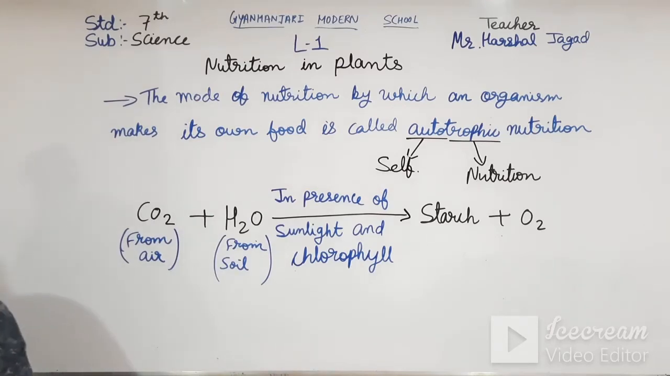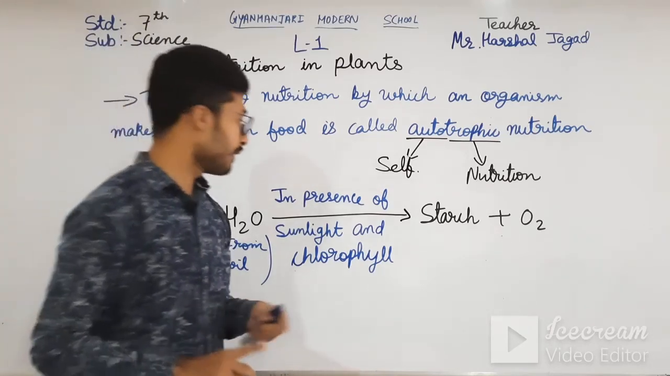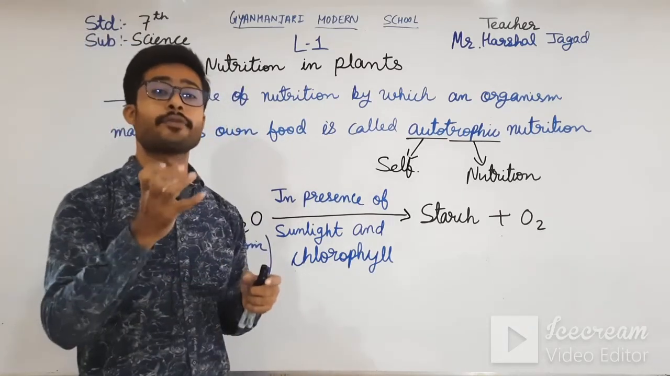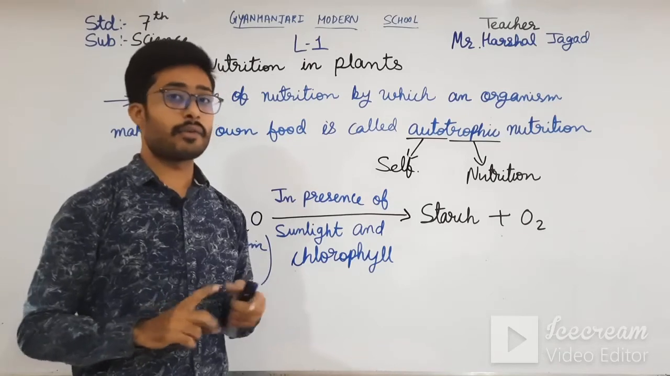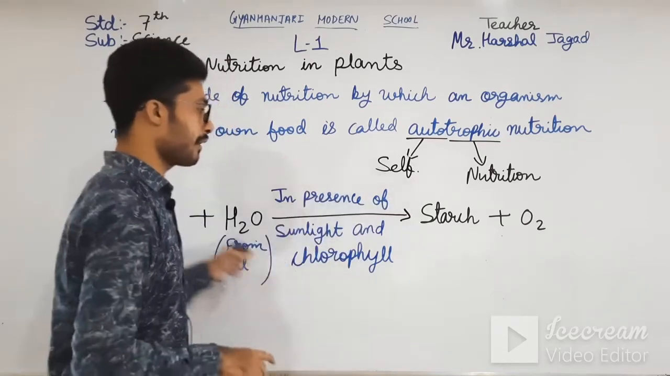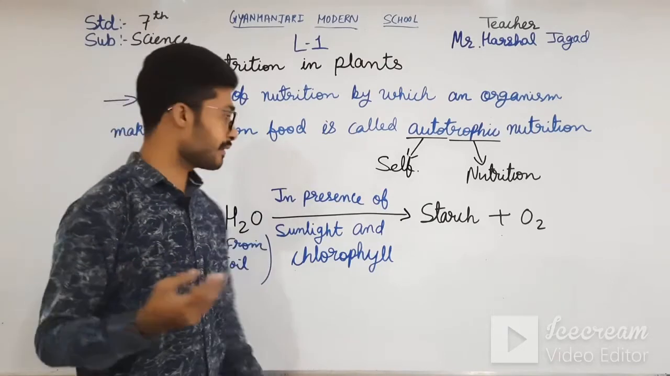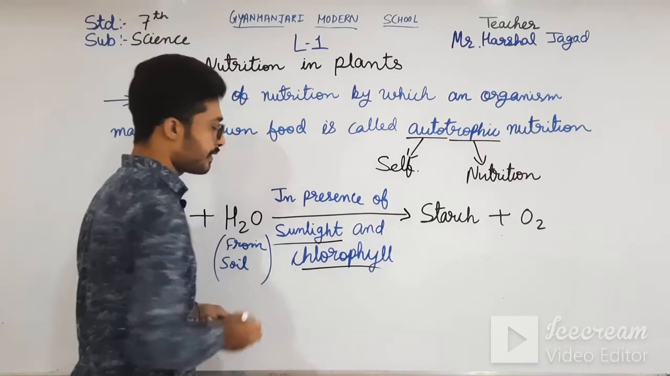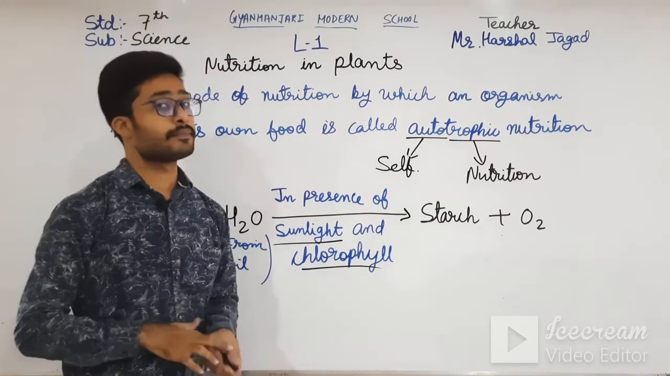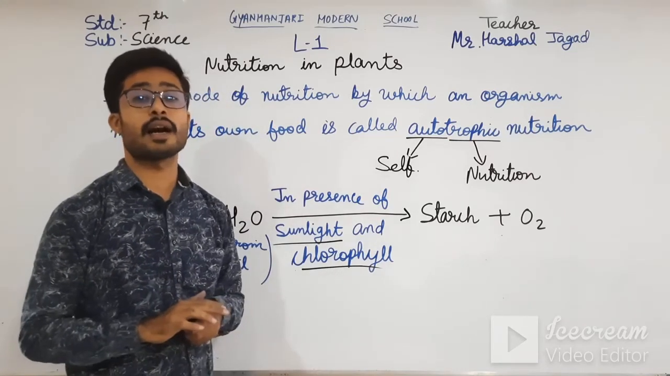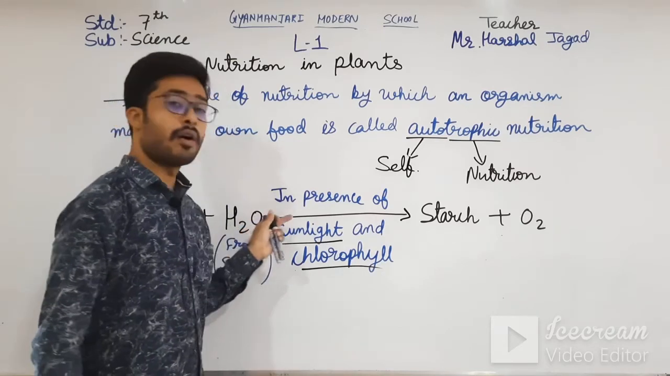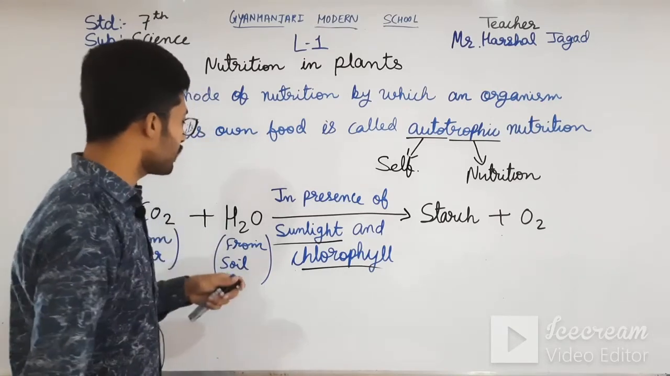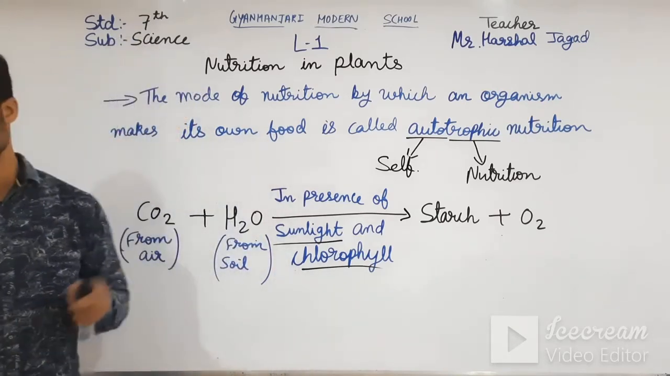Here are the 4 conditions. First of all, chlorophyll. We all know the main function of chlorophyll is to absorb light. Without light, the photosynthesis process can't occur. The next point is sunlight. If there is no sunlight, then the photosynthesis process can't occur. There should be sunlight or an artificial light for the photosynthesis process.